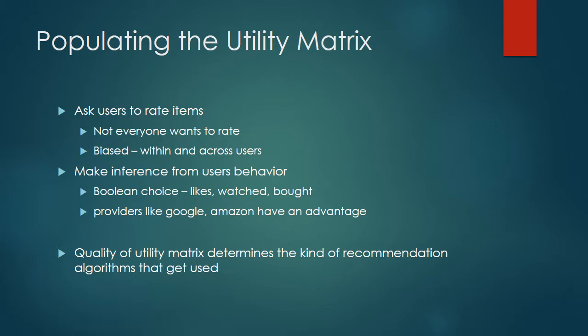At the same time, if you're a small company with a dedicated clientele targeting a specific market segment, then it might be a better solution because the size of your matrix is going to be much smaller. But for somebody like Google or Amazon, it doesn't make sense, and most of them are going to rely on the second option, which is to make an inference from the user's behavior.